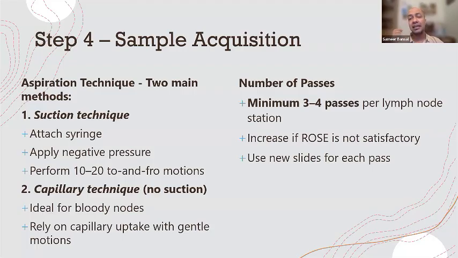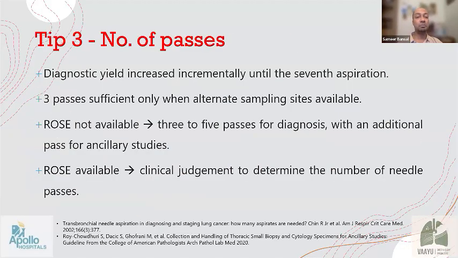Number of passes: ideally, you should do a minimum of 3 to 4 passes per lymph node station. If you have ROSE, which is rapid on-site evaluation, and that is not satisfactory, you can go for more passes. Or maybe if your ROSE says, okay, my sample is adequate, it is all fine, then you can stop early also. And always use new slides for each pass.